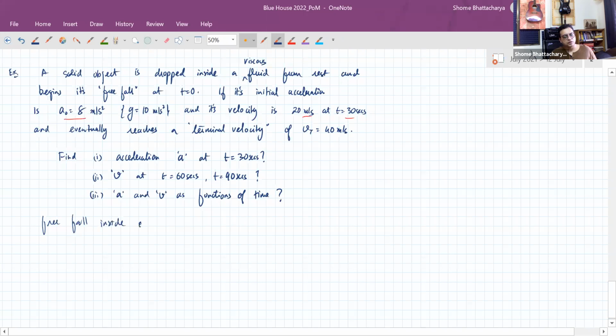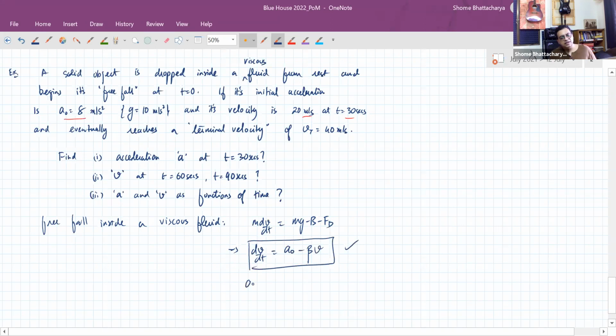inside a viscous fluid will always involve this, that your net force will be equal to weight minus buoyancy minus drag force. Okay. So it will always be a situation where dv by dt is going to be the initial acceleration minus some factor into v, where your initial acceleration will be nothing but (mg minus buoyant force) divided by the mass. So it is (1 minus density of liquid divided by density of solid) into g.